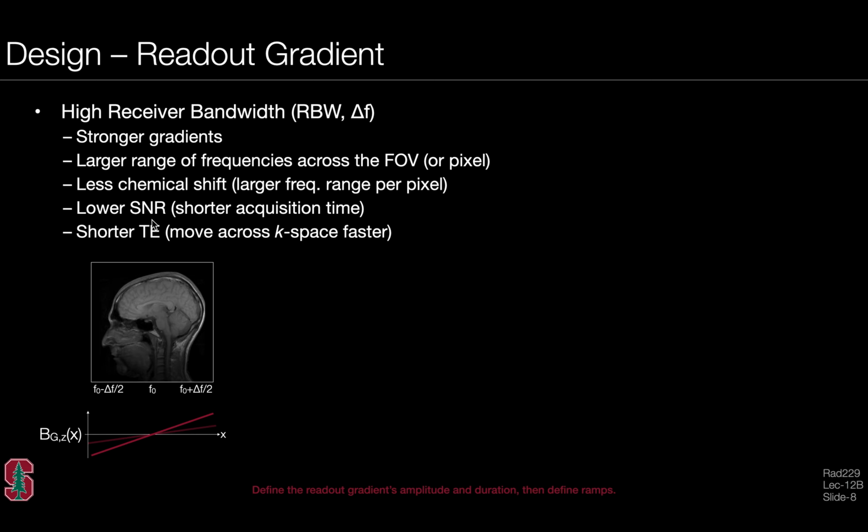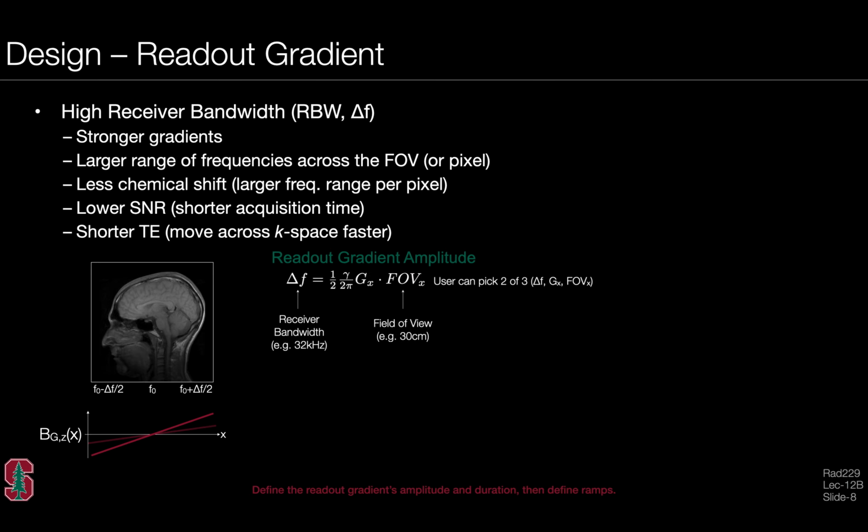This will result in lower signal to noise when we use high receiver bandwidth because we typically have shorter acquisition times. And that's a consequence of moving across K-space faster with a stronger gradient, but this does afford us a slightly shorter TE as well. And so here we're just demonstrating there's a range of frequencies across the field of view that are governed by the applied gradient. And a stronger gradient, as shown with the dark red line here, will give a larger range of frequencies, and that accords with using a high receiver bandwidth.